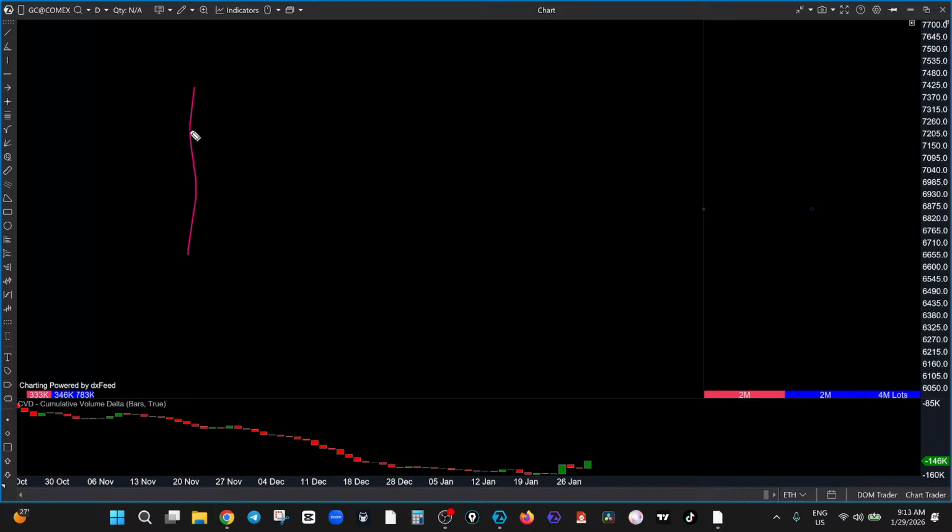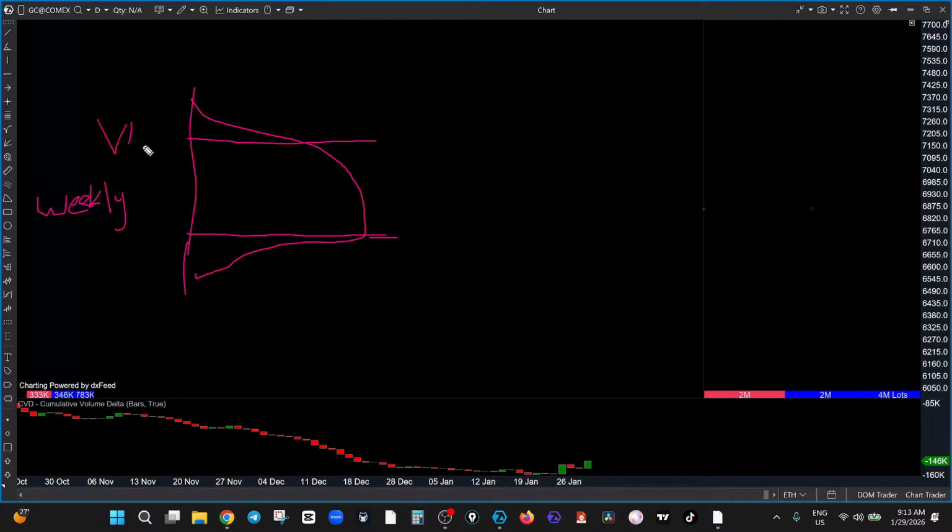Now, usually we have a profile like this, okay? The high and the low value area. Now, to gauge our direction, you have to listen. To gauge our direction, we want to see the weekly profile value area high or value area low broken.